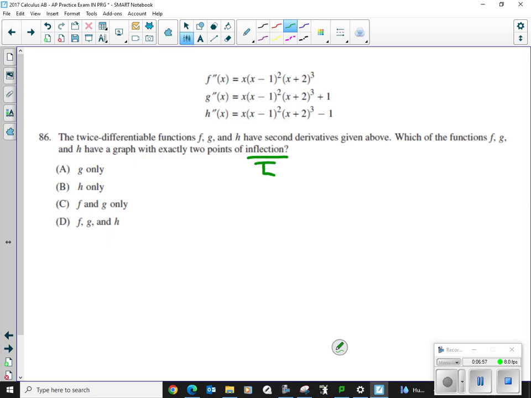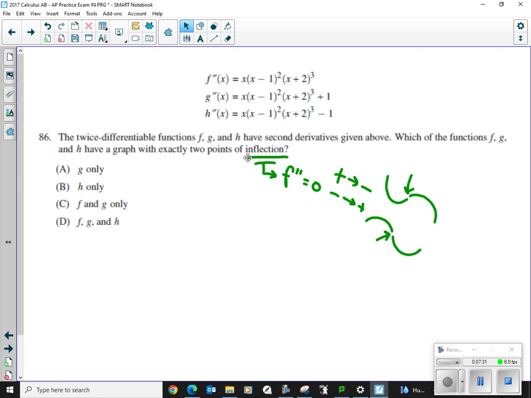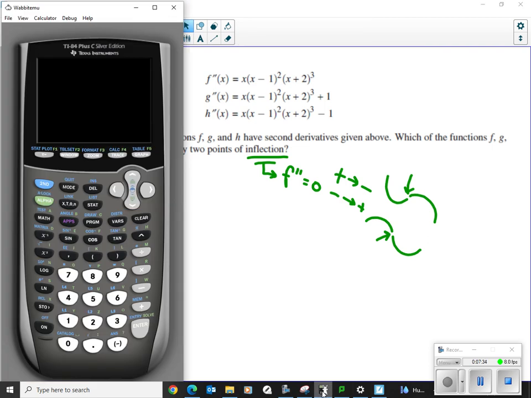Inflection points means we're going to look where the second derivative is equal to 0, and it's going to change from positive to negative or from negative to positive, because that's going to change the concavity. I make it simple in my class. I say my smiley faces and my sad faces. If it's plus to minus, it's going to change from happy to sad. That's my inflection point. If it's minus to plus, or negative to positive, it's going to go sad to happy. That's my inflection point.